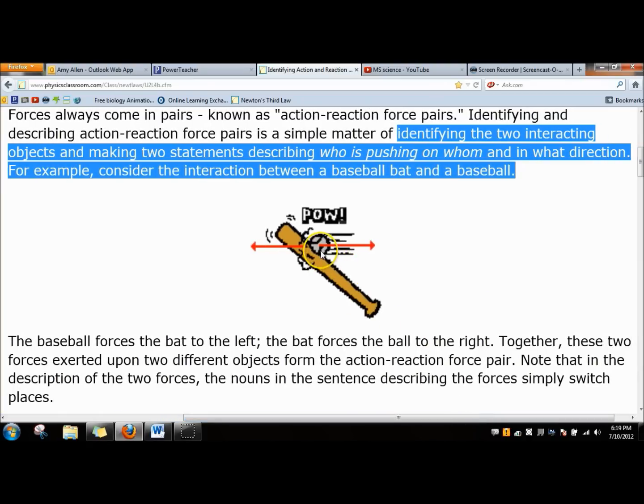The baseball forces the bat to the left. The bat forces the ball to the right. Together, these two forces, exerted upon two different objects, the bat and the ball, form the action and reaction force pair. Note that in the description of the two forces, the nouns in the sentence describing the forces simply switch places.